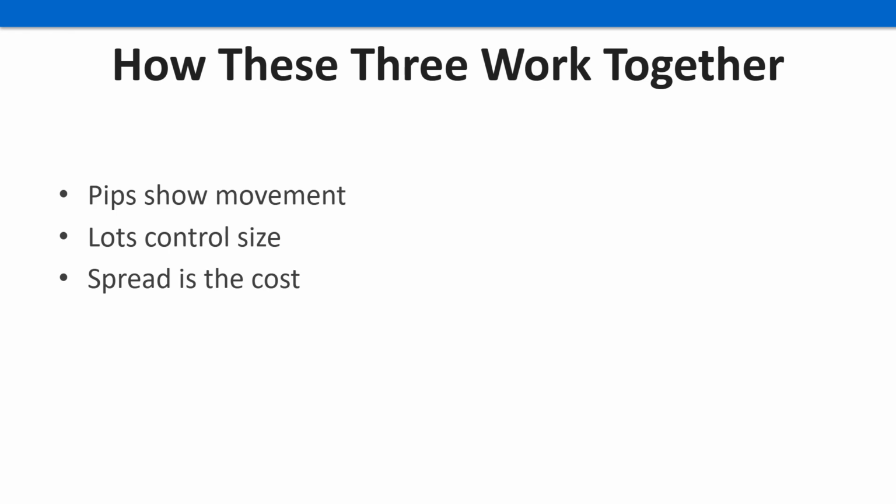Now, how do these three, pips, lots, and spread, work together? Pips show price movement, lot size controls how big your position is, spread is the cost of the trade. These three together decide whether you grow slowly or blow accounts quickly.